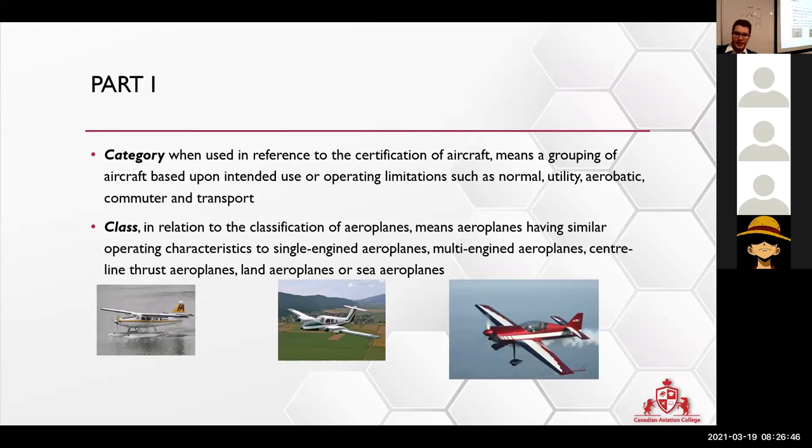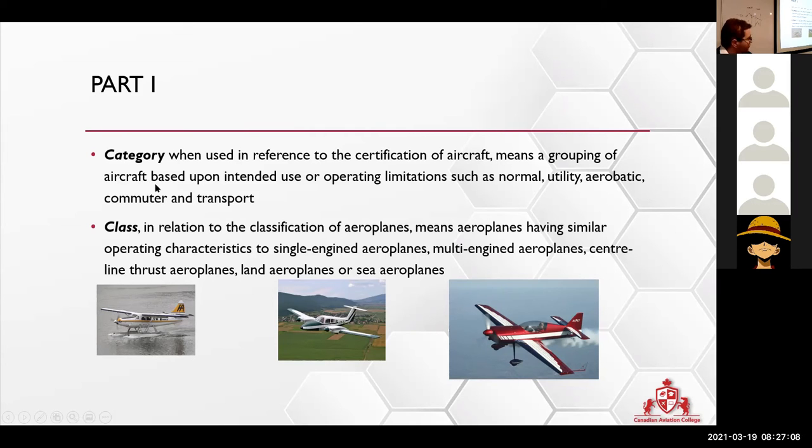And these are the different types of category and class, right? So you would have the multi-engine class. Multi-engine would be usually normal category. You have the aerobatic category, right? And then you have the commuter, all right?